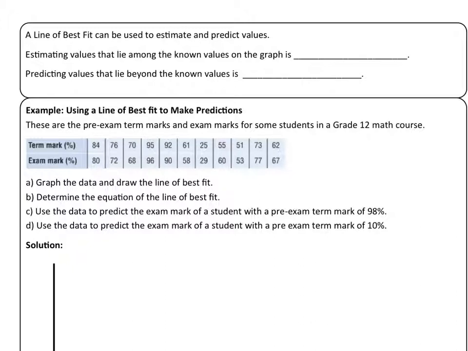Okay, so a line of best fit can also be used to estimate or predict values. If I asked you a question about the graph, estimating values that lie among the known values of the graph, or in between the data points that we are given, is called interpolation. I like to remember it because it has "inter" in front of it, so it's inside the data. Predicting values that lie beyond the known values is called extrapolation. So that one's for outside. Usually this happens when you have some data about what's happened per year and you want to predict maybe what's going to happen in 10 years from now, or what happened 10 years before. That's extrapolation because we're looking outside of our data.